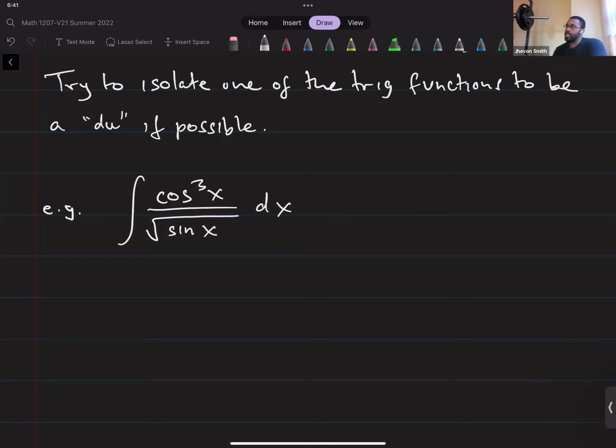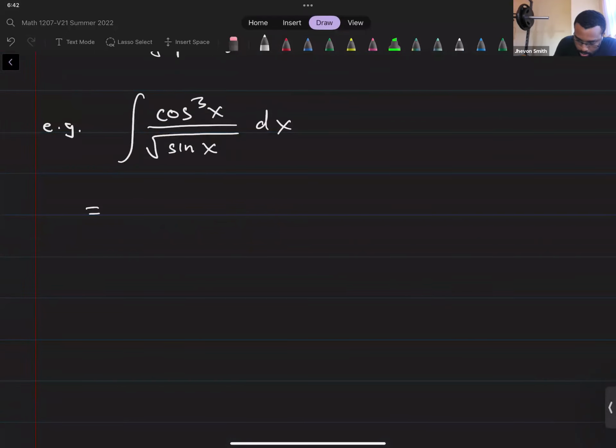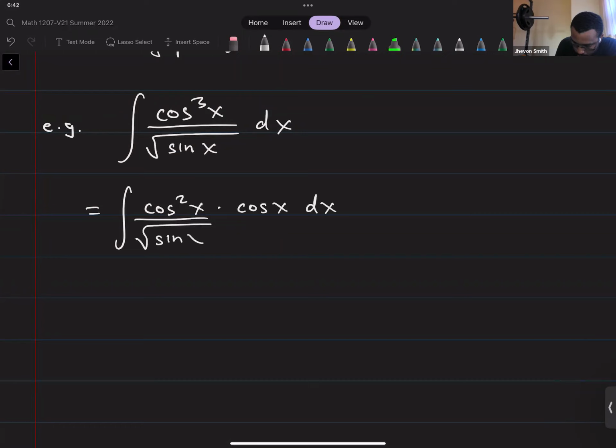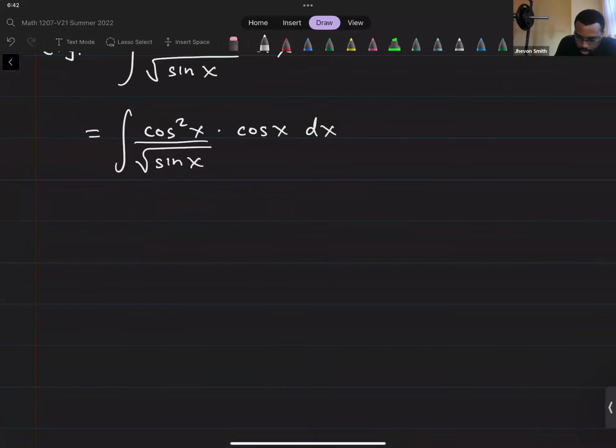But at the same time, you can see how knowing the previous strategies can help. For example, seeing that there's a cosine cubed here gives me the idea, well, I can isolate one of the cosines, I'll get a cosine squared, I can change that cosine squared into a function of sine. And then because of that cosine that I have left over at that point, a substitution might be beneficial. And that's exactly what we would do here. So here I leave this as a cosine squared times a cosine. And then I can just do a 1 minus sine squared.